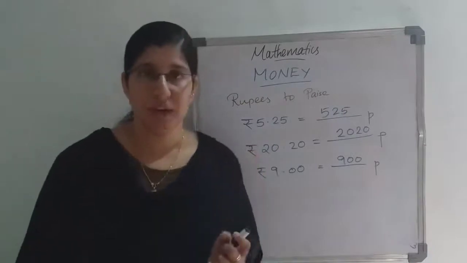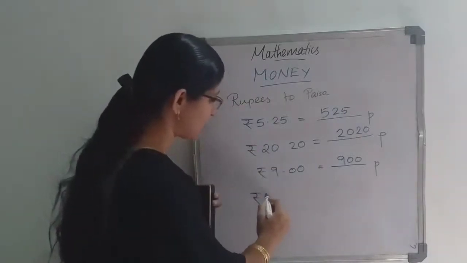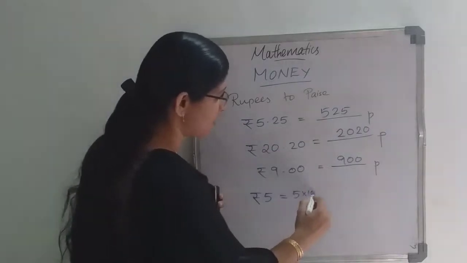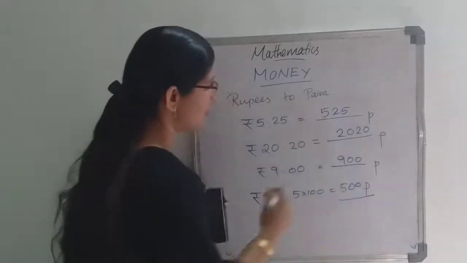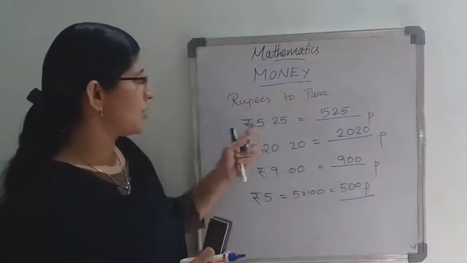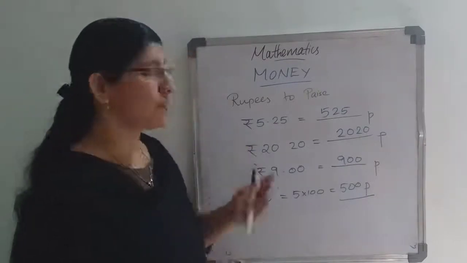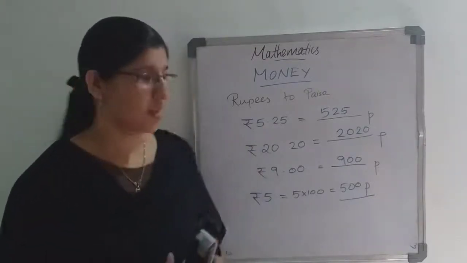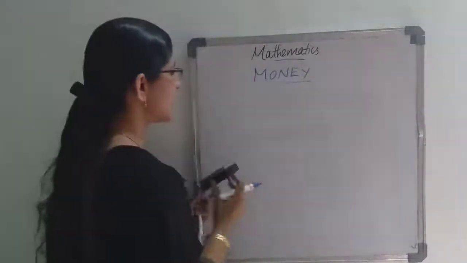Whenever you want to convert rupees and paise, if only rupees has come, you want to multiply the rupees into 100 and write. If the rupees and paise are given together, you need to remove the symbol and dot, write the answer together. Is it clear? The conversion of rupees to paise is clear? Yes. Okay. Then the next is paise to rupee.